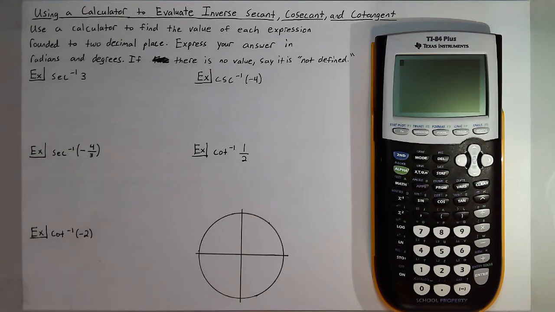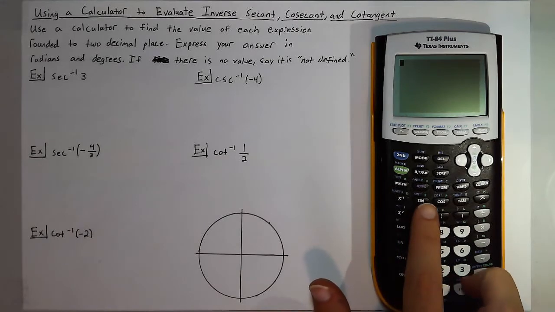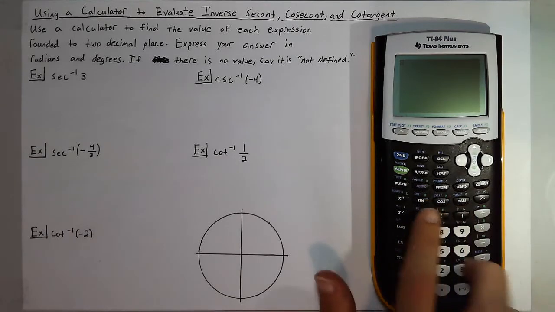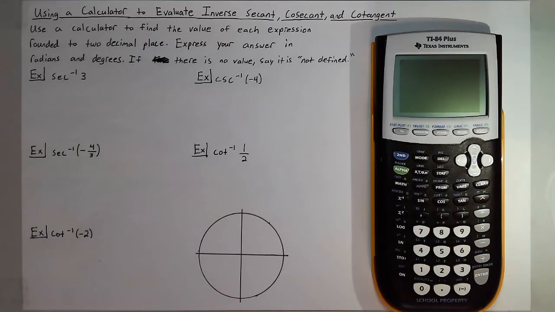In this video, we are going to learn how to use a calculator to evaluate inverse secant, cosecant, and cotangents. Now you're going to notice on the calculator there is no secant, cosecant, or cotangent buttons, so we'll have to use the reciprocals which exist on the calculator in order to evaluate them.